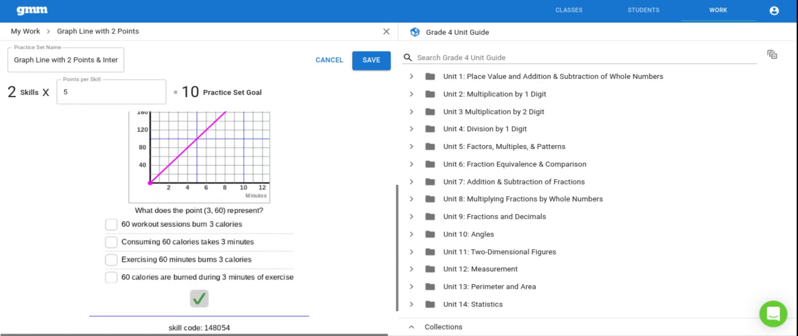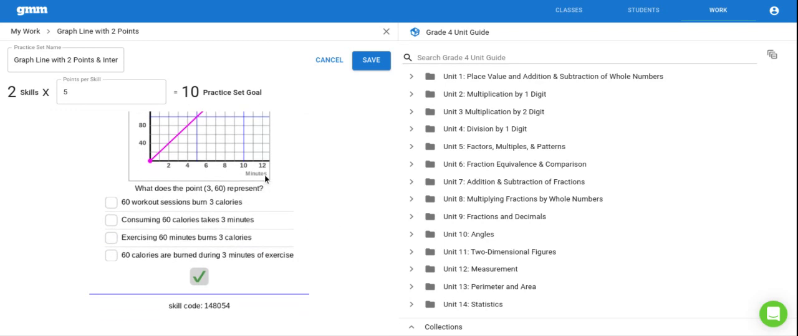So now I'm going to go down and look at the options. I want 3 minutes and 60 calories. Well, this one says consuming 60 calories. That's not what I want. Exercising 60 minutes. Nope. 60 calories are burned during 3 minutes of exercise. That is the answer that I want.